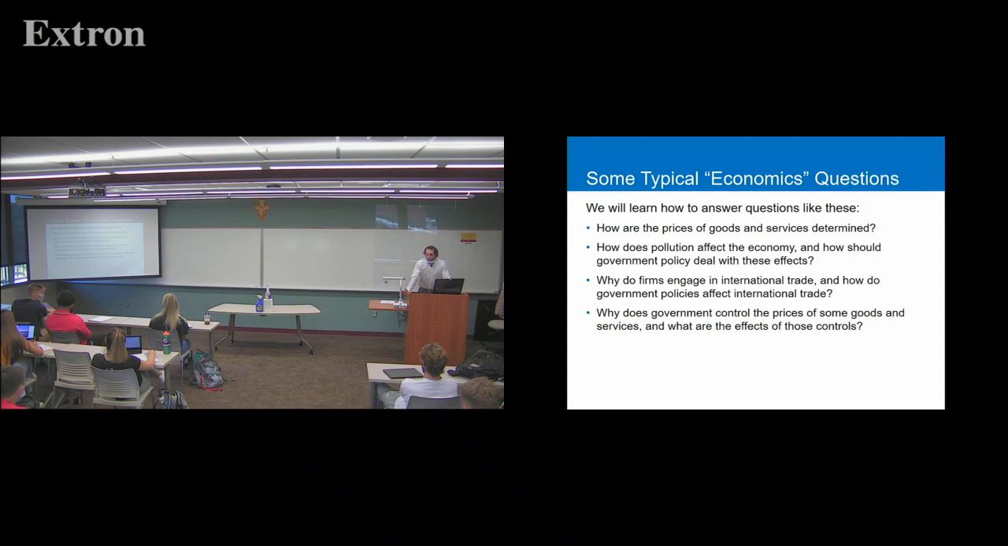So here are some typical economics questions, and these are the kind of things that we'll talk about in class, and by the end, hopefully, we'll be able to answer. So first is, how are the prices of goods and services determined? And we'll use very simple models to understand it. How does pollution affect the economy? And how should government policy deal with these effects? Why do firms engage in international trade? And how do government policies affect international trade? And why does the government control the prices of some goods and services? And what are the effects of those controls?